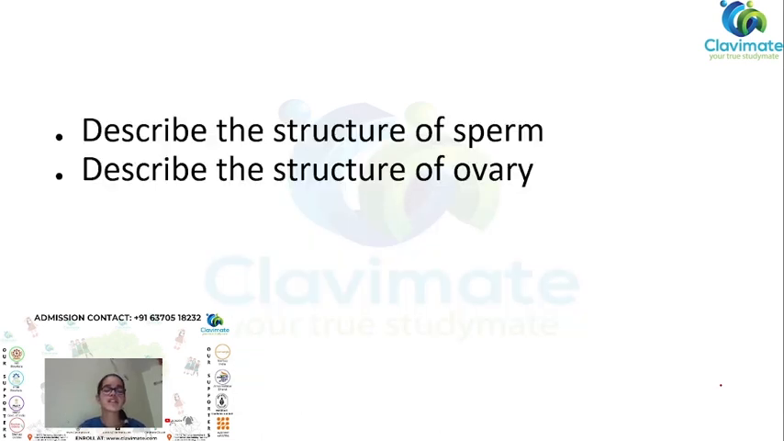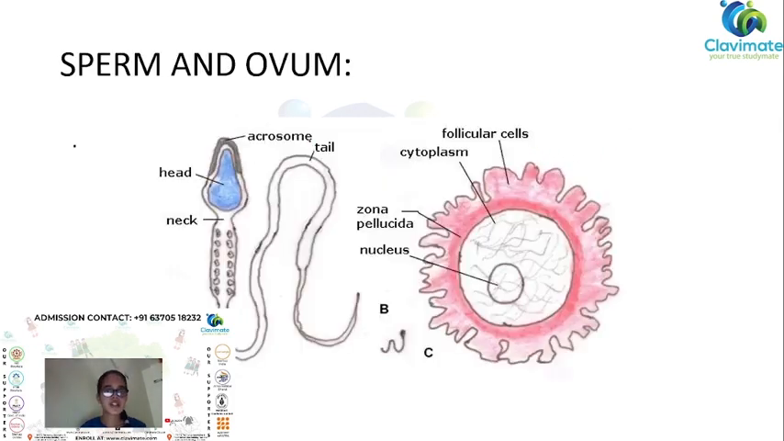Okay. Next, describe the structure of sperm and ovum. So this is the structure of the sperm. This is the head, and this is the neck, and this is the acrosome covering the top of the head, and this will be the tail, as you can see. The tail helps the sperm to swim through the vagina of the female.